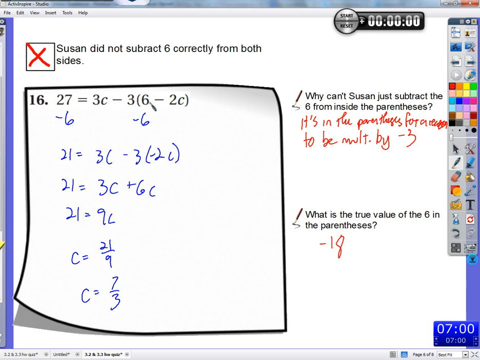Okay. But really, the easiest way to keep this all straight is to take what as your first step? Do the distributive property. Distribute that negative 3. That would probably be the easiest thing to do. So, 27 equals 3c minus 18 plus 6c. So, distribute a negative 3 to a negative 2. Be careful of that negative. That's one of the big mistakes as well. So, we'll add 18 to both sides. And we get 45 equals 9c, so c equals 5 if we divide by 9 on both sides.